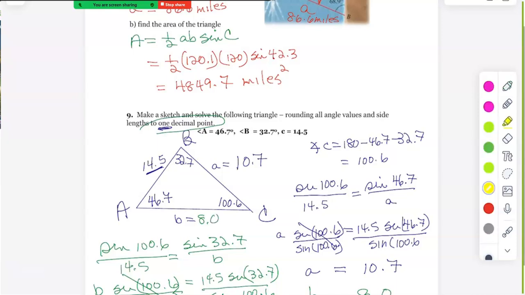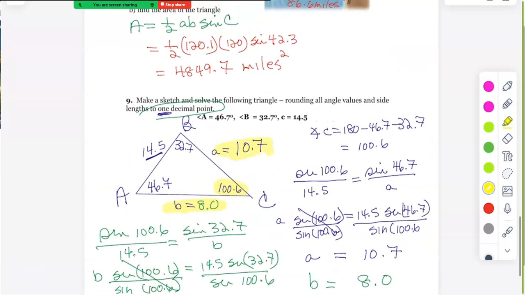So what I solved for was this angle by doing subtraction, this side by doing law of sines, and then this side by doing law of sines. Okay, and that's the whole review. If you can do this, you can be highly successful.